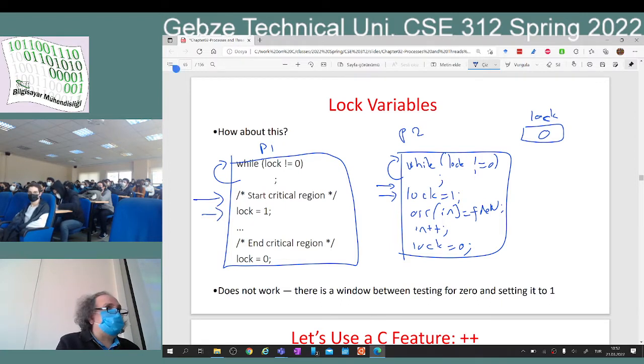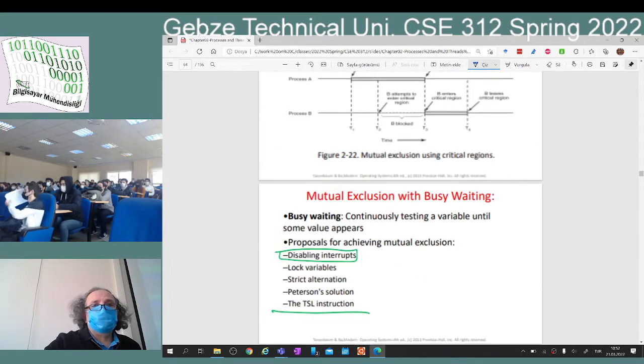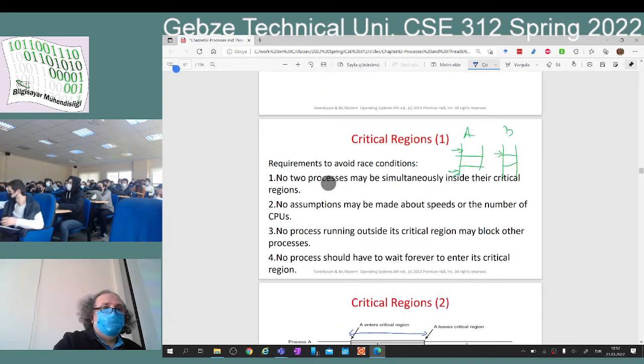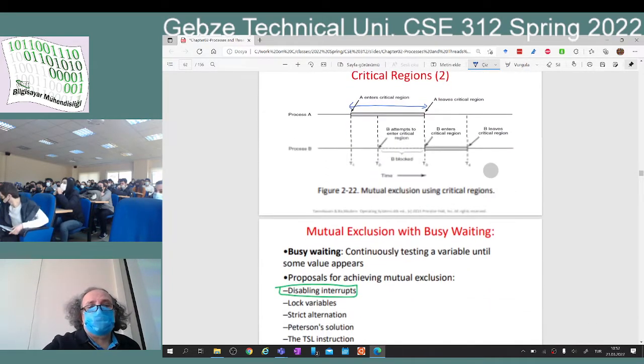So what happened? Both of them are in the critical region. I violated rule number 1: no two processes may be simultaneously inside their critical regions. That's not happening here. So what happened?